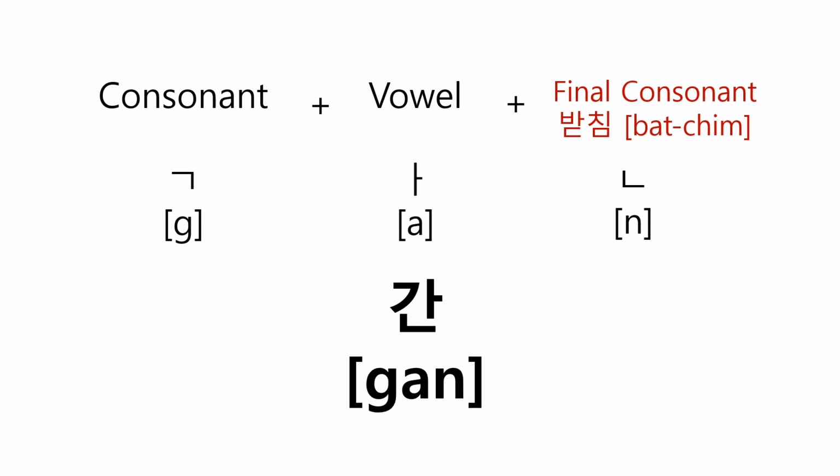You can also combine a consonant and a vowel and one more consonant. Here you call the final consonant 받침. Again, 받침. So it goes like this. A consonant that sounds 그 combines with vowel that sounds 아. Again, combines with another consonant that sounds 느. It becomes the syllable 간.